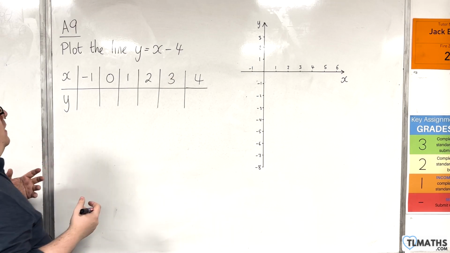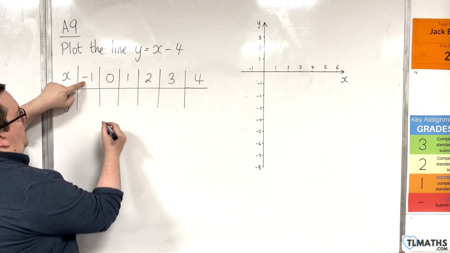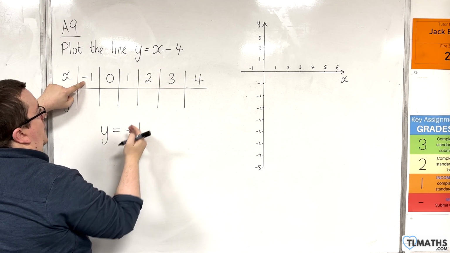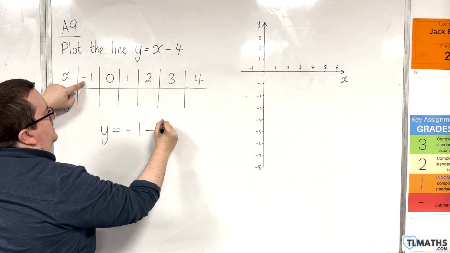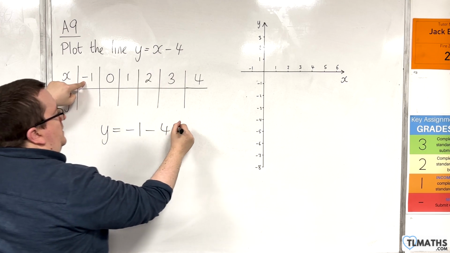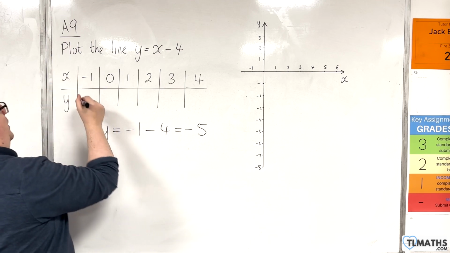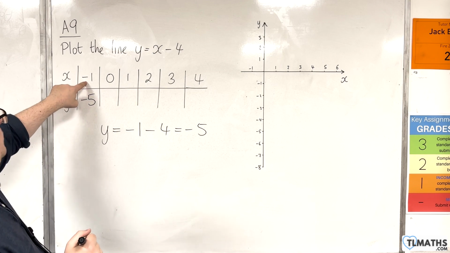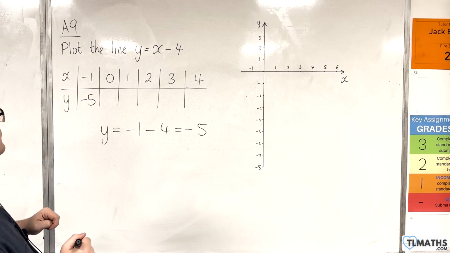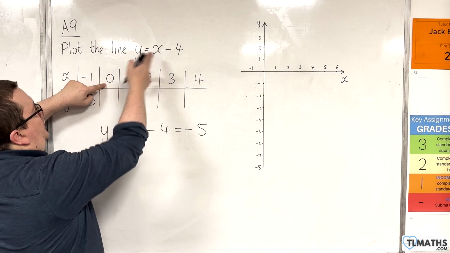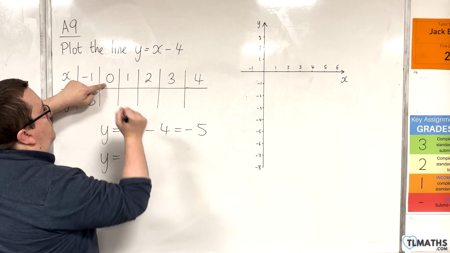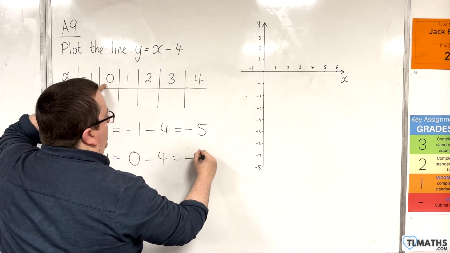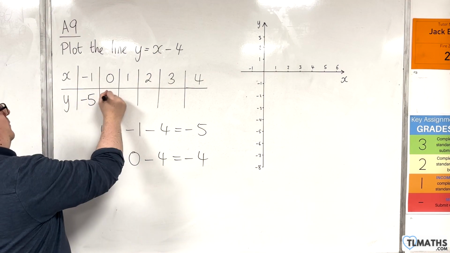So for your first one, for example, when x is equal to -1, you replace the x with -1, so you're going to get -1 take away 4, and so that's -5. So -5 is the first y value, and that goes with x equals -1. The next one, when x is 0, we replace the x with 0. 0 take away 4 is -4.